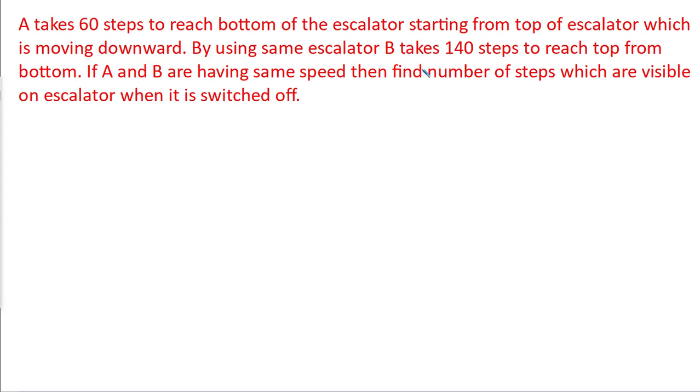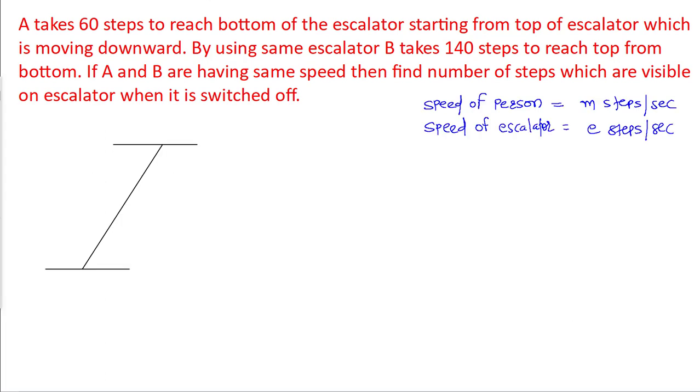A takes 60 steps to reach bottom of the escalator from the top of the escalator which is moving downward. By using same escalator, B takes 140 steps to reach top of the escalator from bottom. If A and B are having same speed, find the number of steps visible on the escalator when it is switched off.